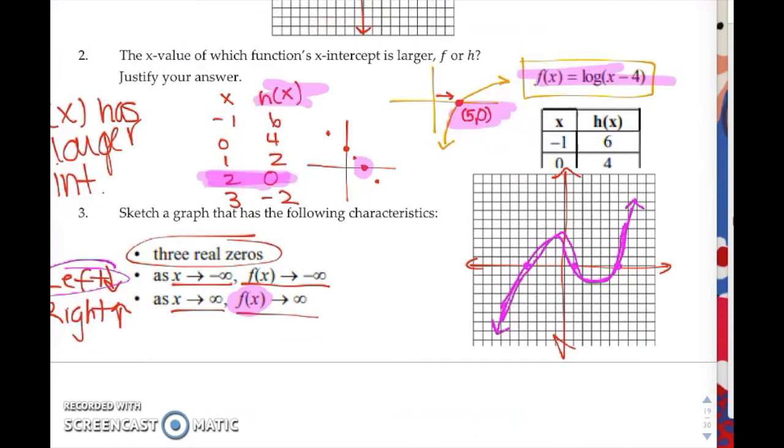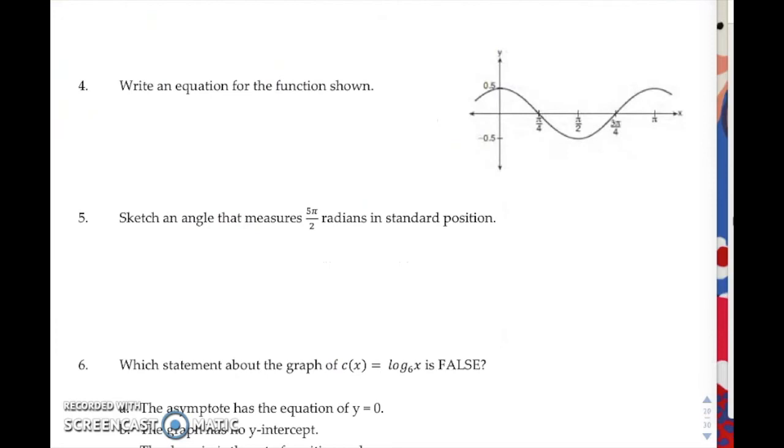Okay, cool. Let's keep this train moving. Let's look at this next one. Write an equation for the function shown. And notice here, they didn't give you any options, right? So you really need to understand what's going on here.